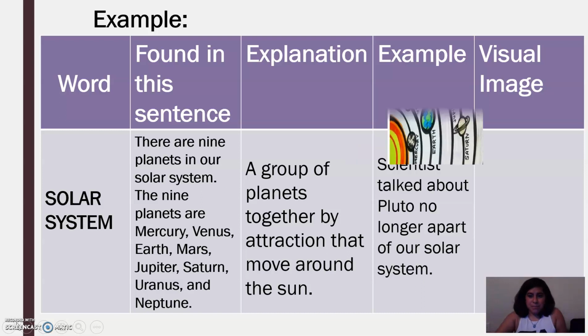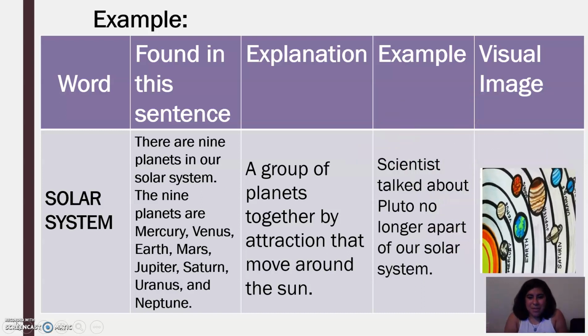And then for my visual, I actually drew the planets in our solar system, and any student can write whatever they want. It's totally not a grade, whatever they put down for that visual image or whatever they put down in the chart in general. It's something that teachers use to check for understanding, but for students, it's what they use so they can remember the word.